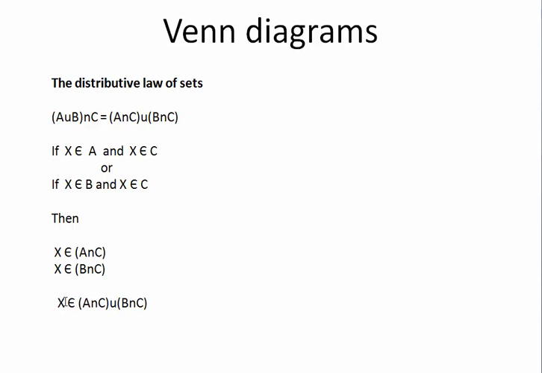And then X is an element of A intersection C union B intersection C, which is this, the right hand side of the distributive law of sets.